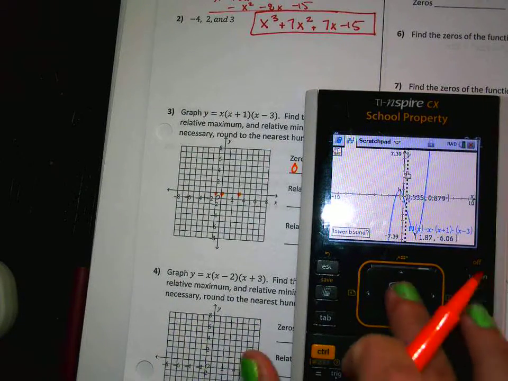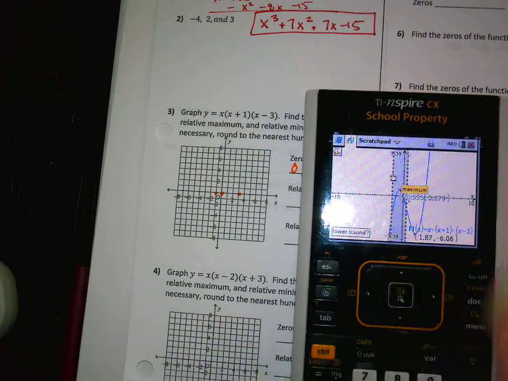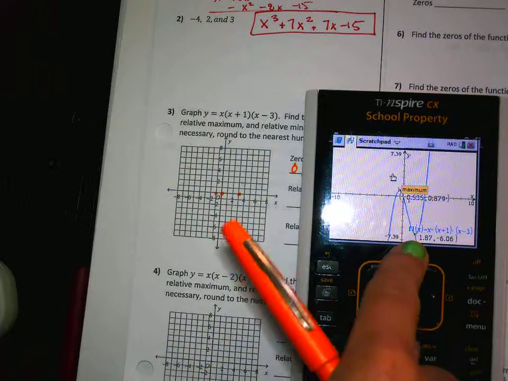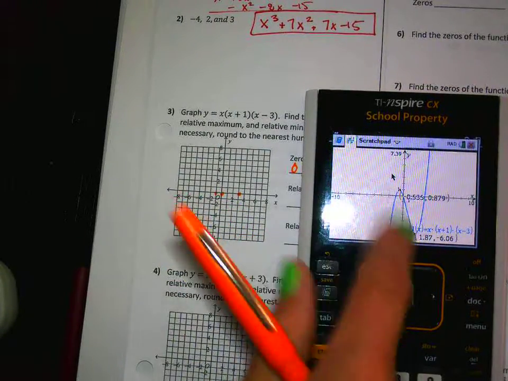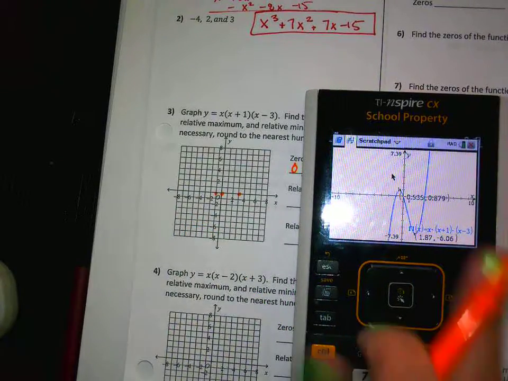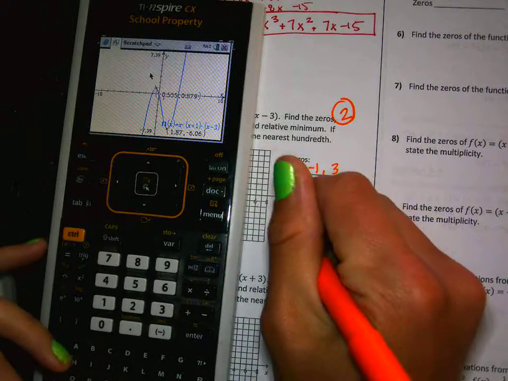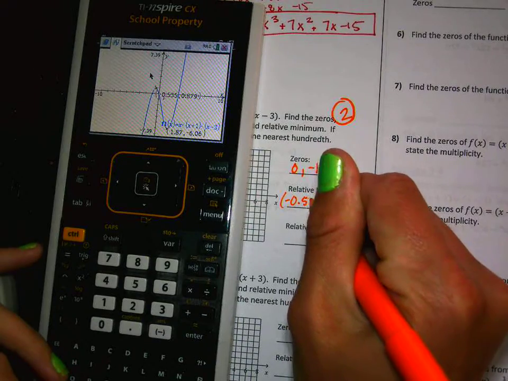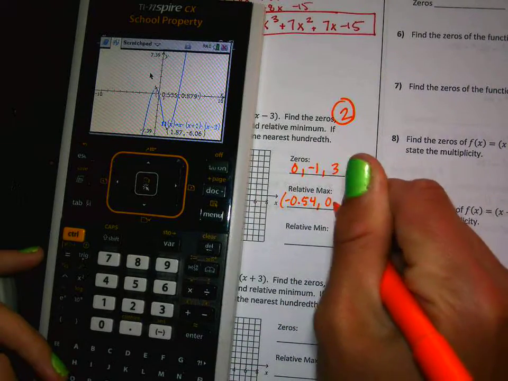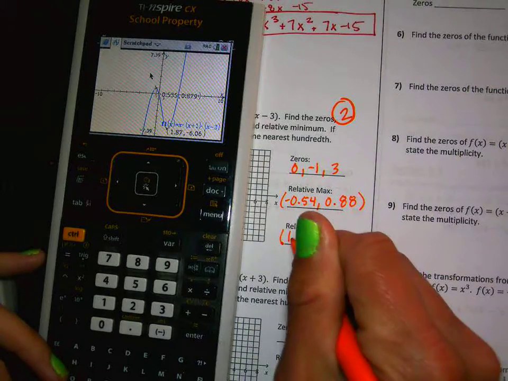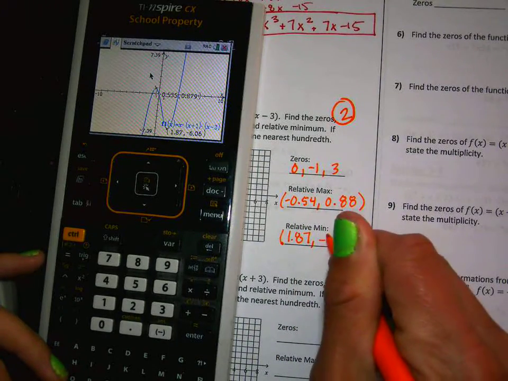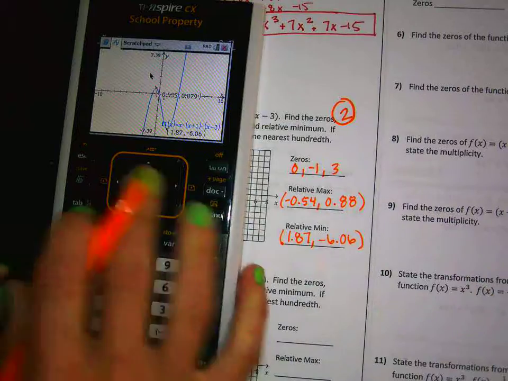So we're going to come over here for maximum, highlight it, and then your point pops up. And then you do the same thing for min. My points are in here from the other periods. But any questions on those? What are the points? So for the max, it is -0.54, 0.88, and for the min 1.87, -6.06.